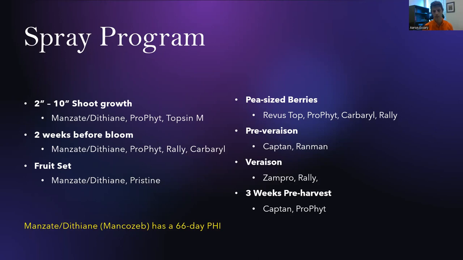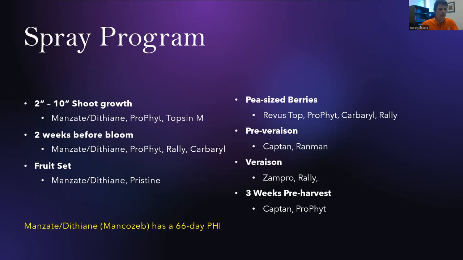PHI is post-harvest interval. And that means that you can only spray that 66 days prior to harvest. So if you're harvesting in August, you have to count backwards on the calendar and say, okay, I can't spray after June or whenever that day would be. So just note that, and all the labels tell you your post-harvest interval.